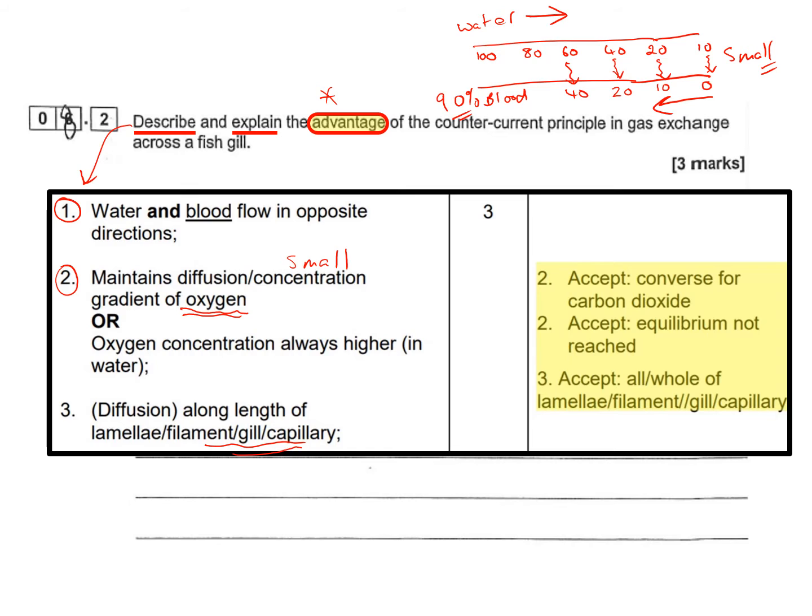Okay, equilibrium is never reached, as we can see from the diagram at the top. If it was parallel flow, what you'd end up with is 50% O2 in the water and 50% O2 in the blood. That would be about halfway across the gill lamellae, so therefore equilibrium would be reached and diffusion would stop. So that would be the parallel flow system. But the question is obviously asking about the countercurrent principle.